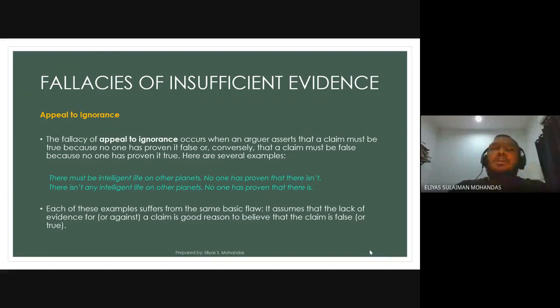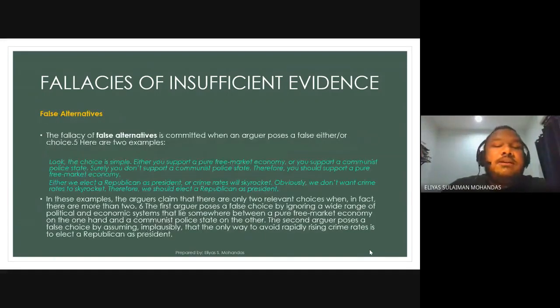Next is false alternatives. The fallacy of false alternatives is committed when an arguer poses a false either-or choice. Here are two examples. The first one: look, the choice is simple. Either you support a pure free market economy or you support a communist police state. So you are giving two options. Surely you don't support a communist police state. Therefore, you should support a pure free market economy.